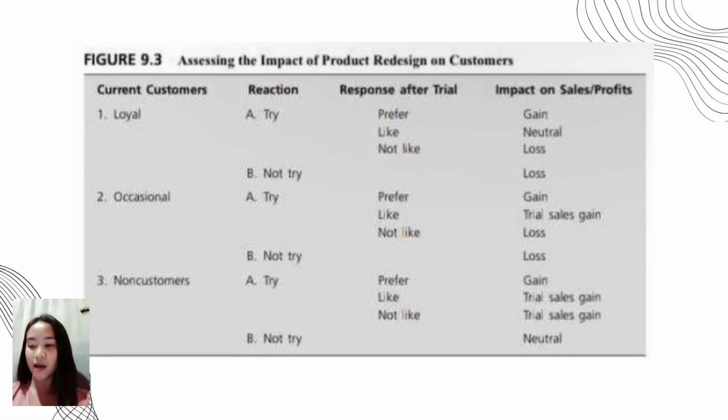And then in figure 9.3, assessing the impact of product redesign on customers. The first column is current customers. So the current customers are loyal customers, occasional customers, and non-customers. And then the second column is reaction. So you can see this in figure 9.3, assessing the impact of product redesign on customers.